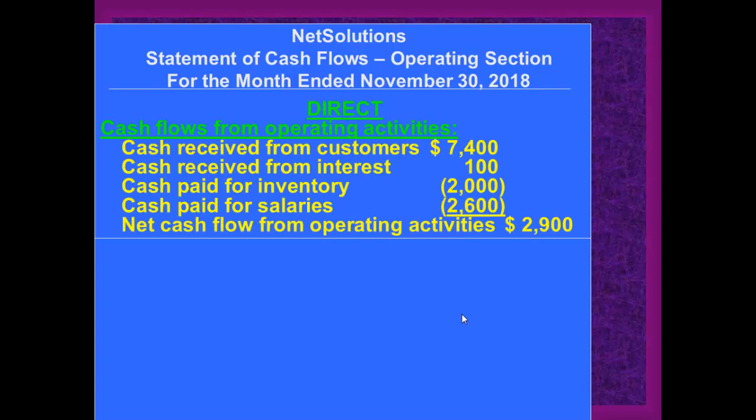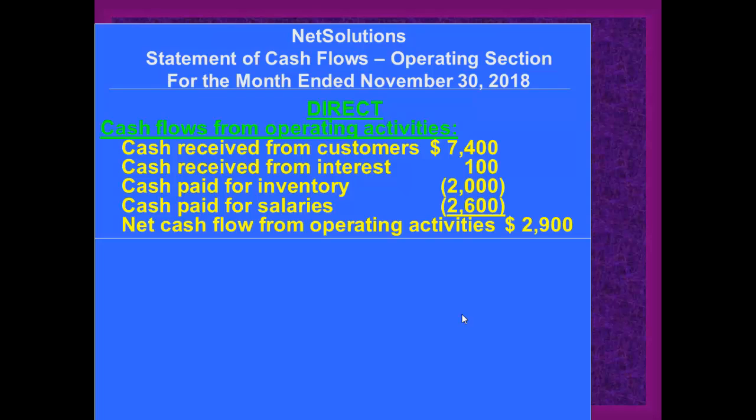This was not on your handout. Let's look at that. First off, direct method. Let's just read this and see if we understand it. Cash received from customers. Do you get that? Does that make sense to you? That's a positive number, cash comes in. Cash received from interest. Does that make sense? Positive number, cash comes in.